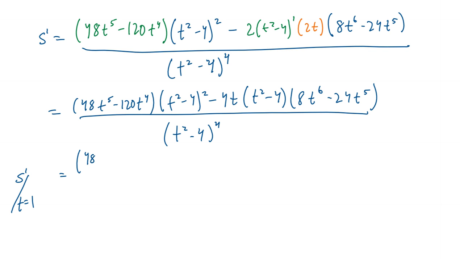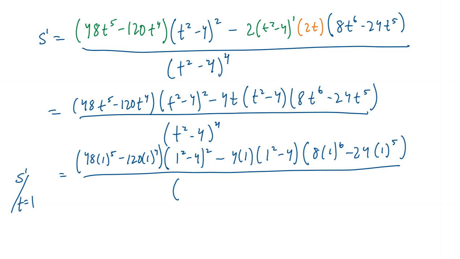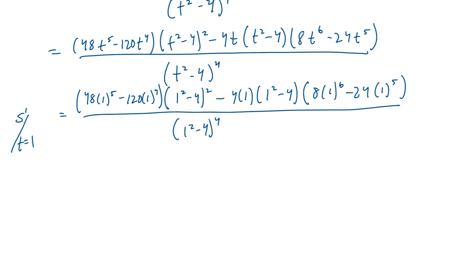And it's going to be 48 times 1 to the 5th minus 120 times 1 to the 4th times 1 squared minus 4 all squared. Okay, I'm going to let you try to evaluate that.